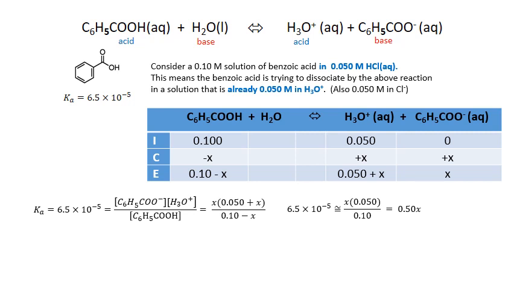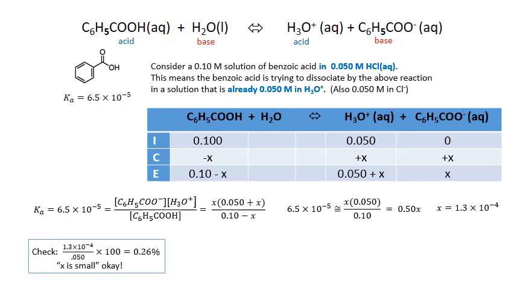If so, that leads to a very simple equation: the Ka, 6.5 times 10 to the minus 5, is just equal to 0.5x, which means that x is 1.3 times 10 to the minus 4. Is our x is small approximation looking good here? 1.3 times 10 to the minus 4 would be 0.00013, and we would be adding that to 0.05. That's a very small addition to our 0.05, so our x is small approximation should work.